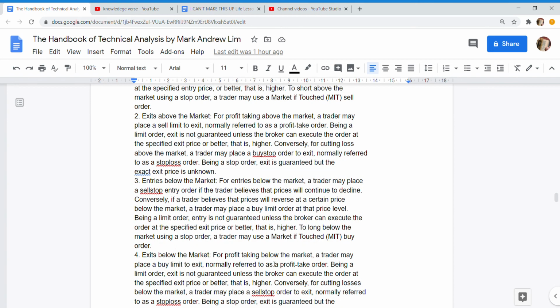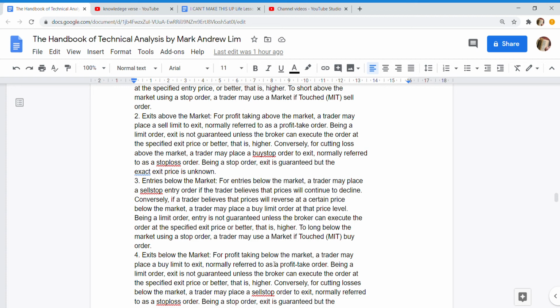3. Entries below the market. For entries below the market, a trader may place a sell stop entry order if the trader believes that prices will continue to decline. Conversely, if a trader believes that prices will reverse at a certain price below the market, a trader may place a buy limit order at that price level. Being a limit order, entry is not guaranteed unless the broker can execute the order at the specified entry price or better, that is, lower. To go long below the market using a stop order, a trader may use a market if touched MIT buy order.